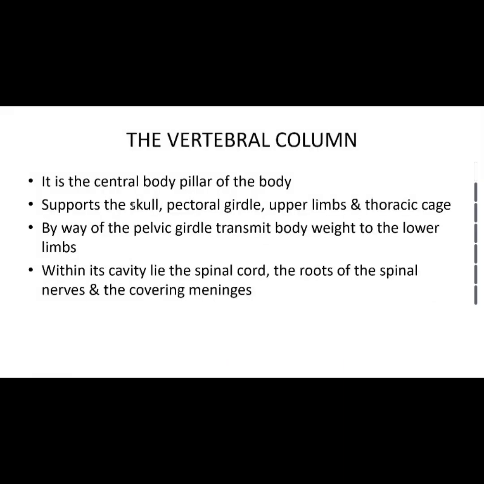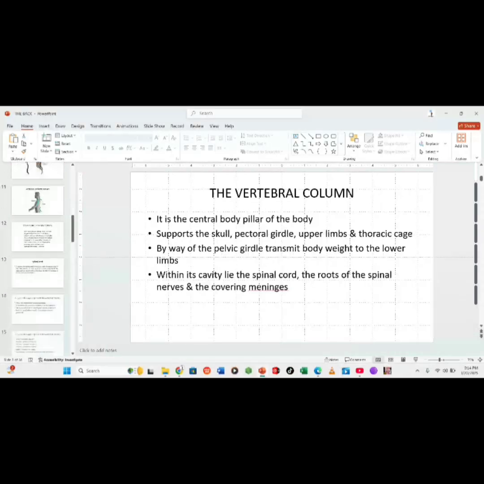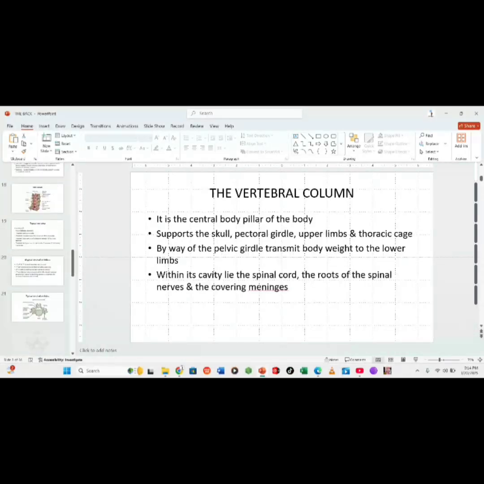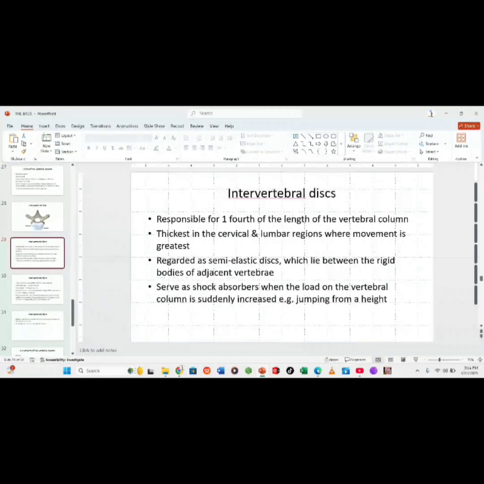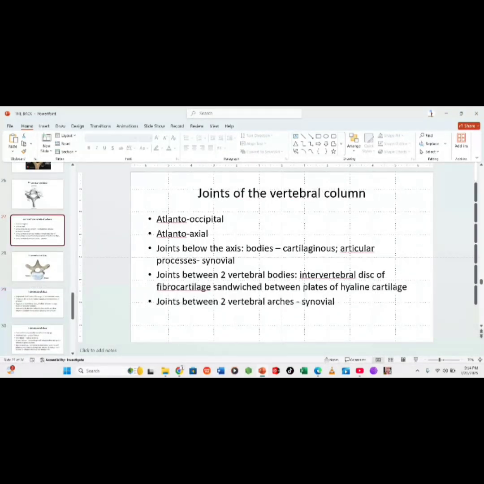So when you look at the joints below the axis, that is, below the second cervical vertebra, we have the bodies, and between the bodies we have cartilaginous joints. Remember, we have the intervertebral disc. Then we have articular processes, which are synovial.